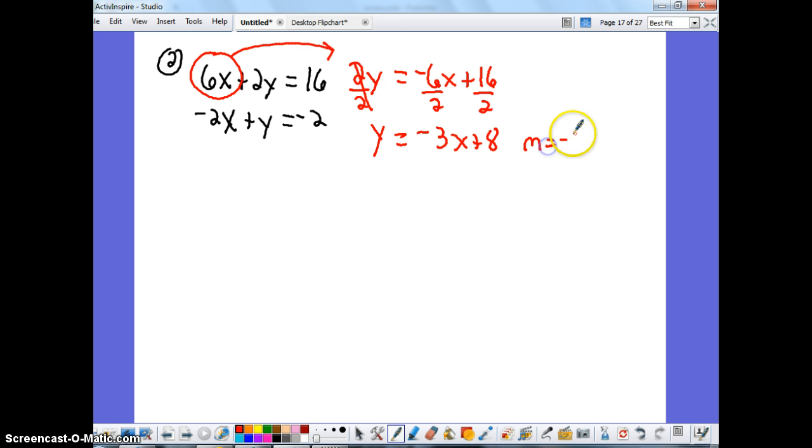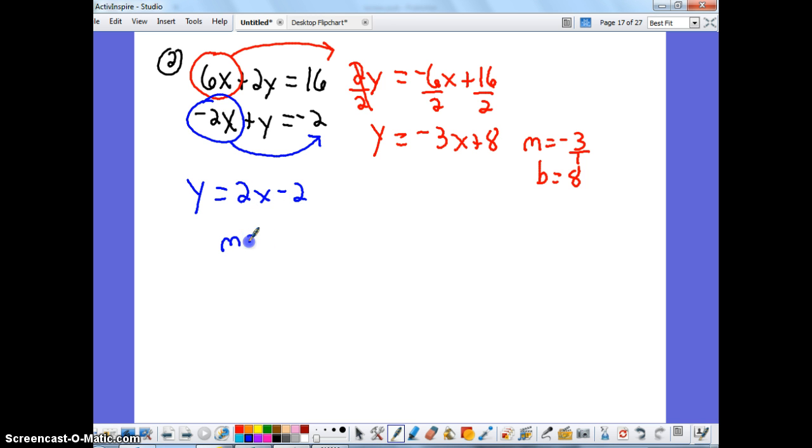So the slope for this one is -3. My b value is equal to 8. And we're going to make that -3 over 1, just so that when we go through and graph it, it makes it a little bit easier. Second one, again, I'm going to lasso this -2x this time, bring it over, and I get y is equal to 2x minus 2. So the slope for this one is going to be 2 over 1, and my b value there is going to be -2.